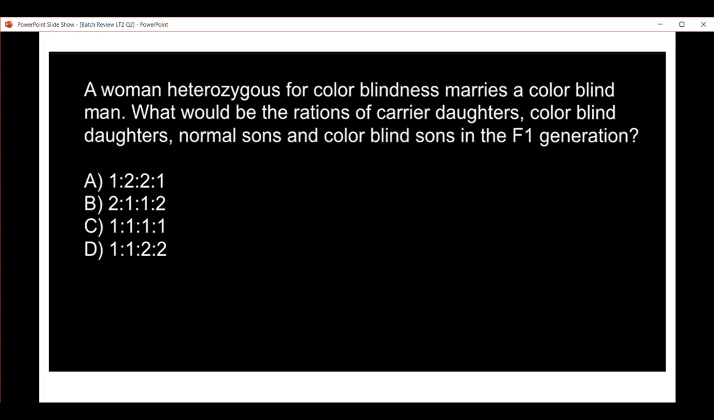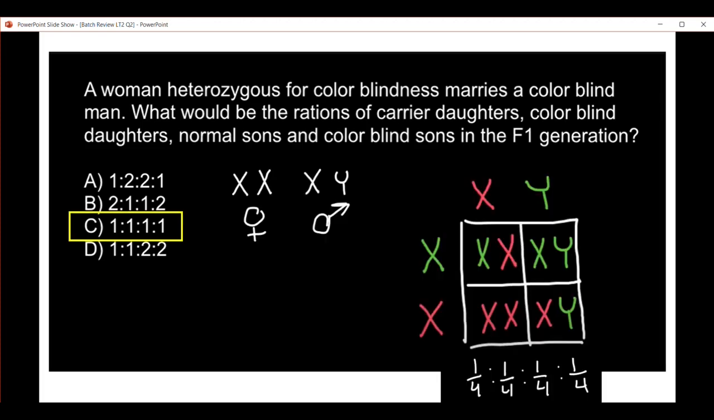Okay, another one. A woman heterozygous for color blindness marries a colorblind man. What would be the ratio of carrier daughters, colorblind daughters, normal sons, and colorblind sons in the F1 generation? So first of all, the woman is heterozygous, which means she is a carrier. So this will be X^C X^c, while the male is colorblind, so his X chromosome would be affected, while the mother is a carrier, so one of her X chromosomes is affected.